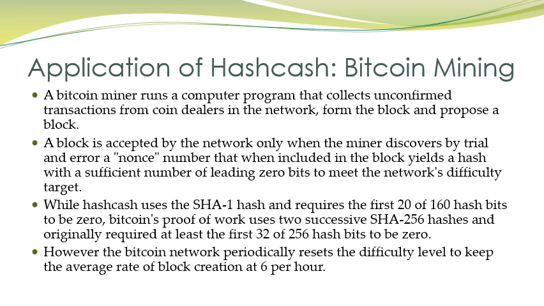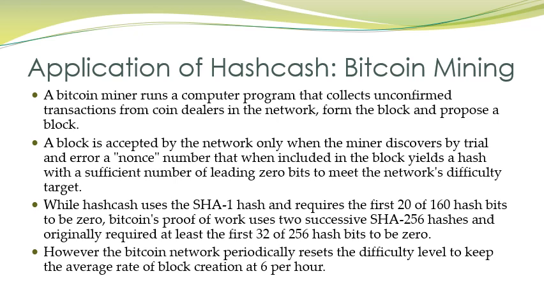Hashcash uses a SHA-1 hash function and requires the first 20 bits of the 160 hash bits to be 0. Bitcoin's proof of work uses two successive SHA-256 hashes, and originally required at least the first 32 bits of the hash value to be 0 in the Bitcoin network.